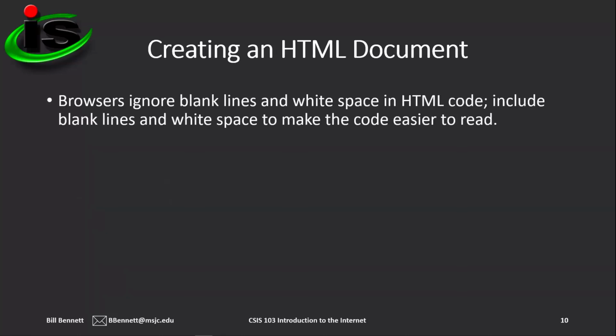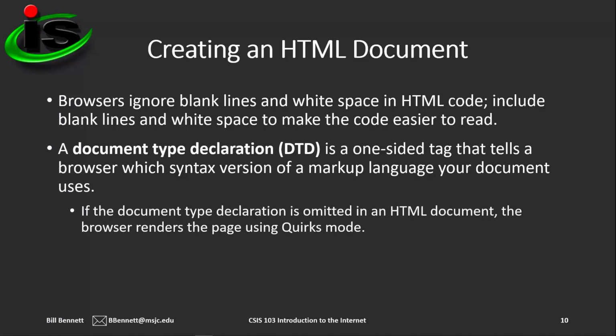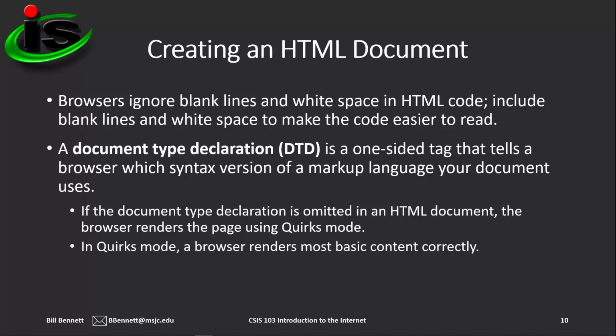Web browsers ignore blank lines and white space in HTML code, so including blank lines and white space to make your code easier to read is encouraged. The DTD, or Document Type Declaration, is a one-sided tag that tells the browser which syntax version of the markup language your document uses. If the document type declaration is omitted in the HTML document, the browser renders the page using what's known as Quirks mode. In Quirks mode, a browser renders most basic content correctly, but it's not guaranteed.